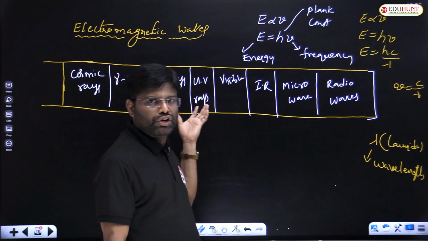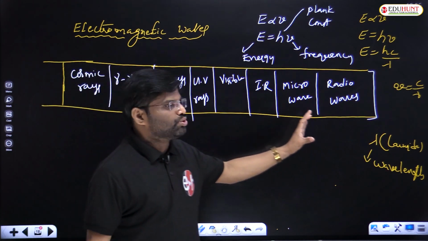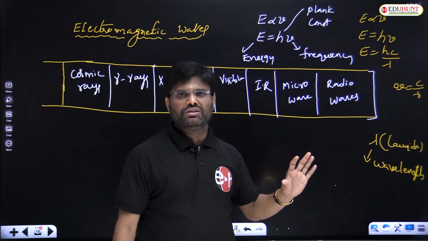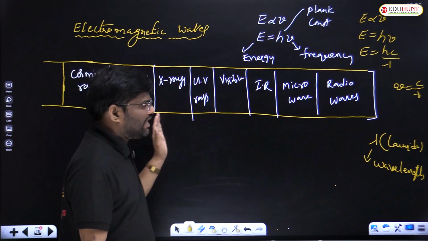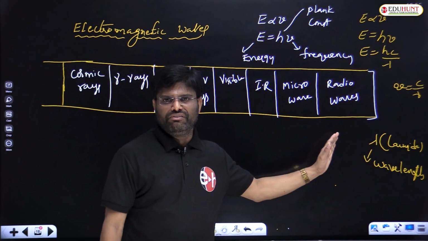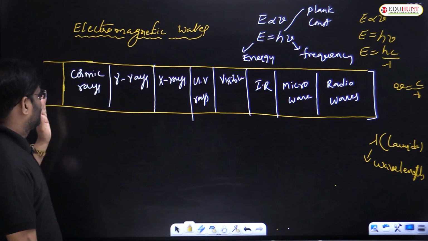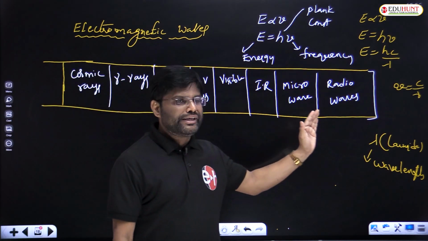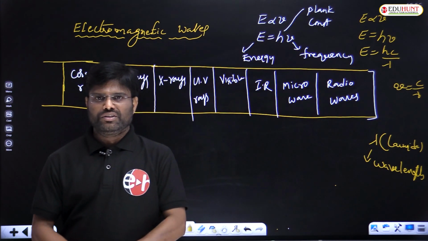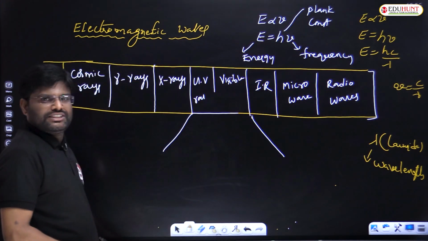So this is the electromagnetic radiation. The wavelength increases from cosmic rays to radio waves, while the frequency decreases from cosmic rays to radio waves. The energy also decreases from cosmic rays to radio waves. One more point, let me tell you, children.